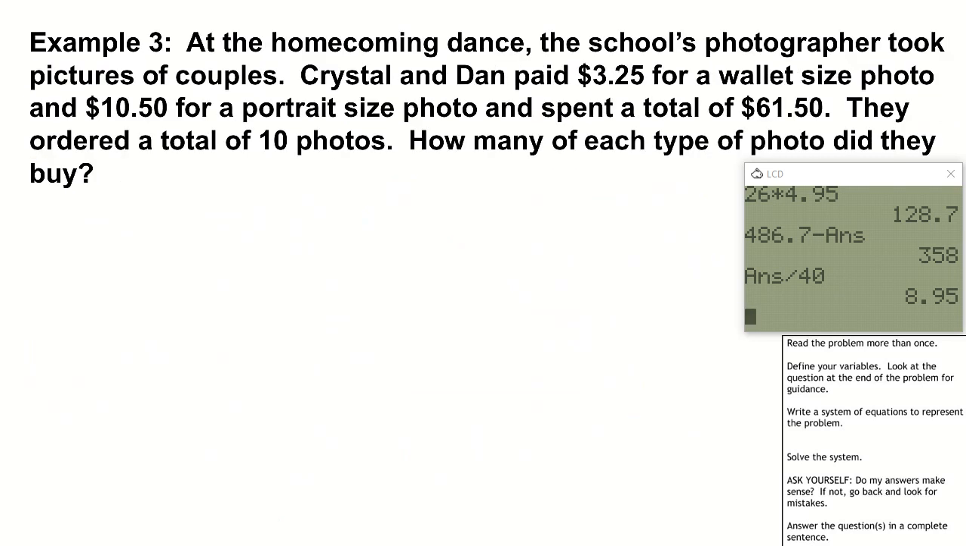I'm going to go through this one pretty quickly so we have time to finish here. At the homecoming dance, the school's photographer took pictures of couples. Crystal and Dan paid $3.25 for a wallet-sized photo and $10.50 for a portrait-sized photo, and spent a total of $61.50. They ordered a total of 10 photos. How many of each type of photo did they buy?